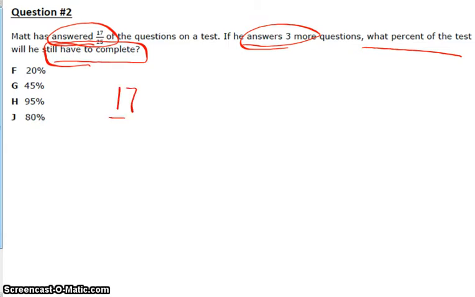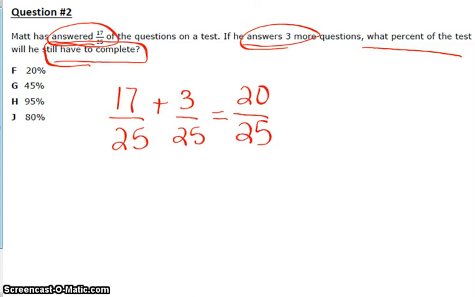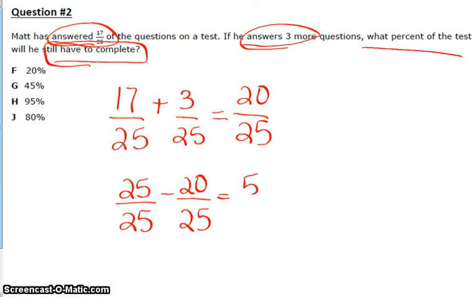Okay, so if he has already answered 17 out of 25 questions, he's going to answer 3 more. So total, he has answered 20 out of the 25 questions. Okay, so if he's already answered 20 out of the 25, what does he have left? Well, 25 questions out of 25 is the whole test minus what he has already answered, 20 out of 25. So he still has 5 more to answer. This is how many he has left to answer. And this is what they're asking for.